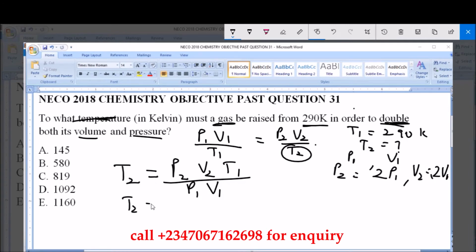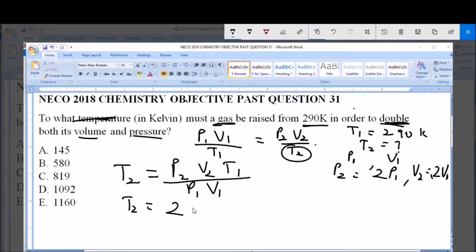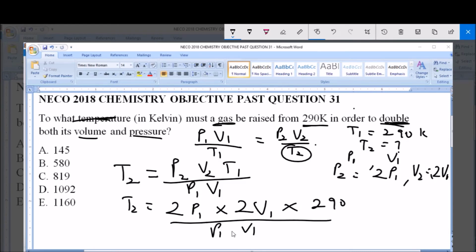Now let's substitute each value. P2 we said is 2P1, that is double the value of P1. So 2P1 times V2, which is 2V1, times T1, which is 290, over P1 V1. So P1 cancels P1, V1 cancels V1. So T2 is equal to 2 times 2, which is 4, times 290. So T2 is equal to 1160 Kelvin.